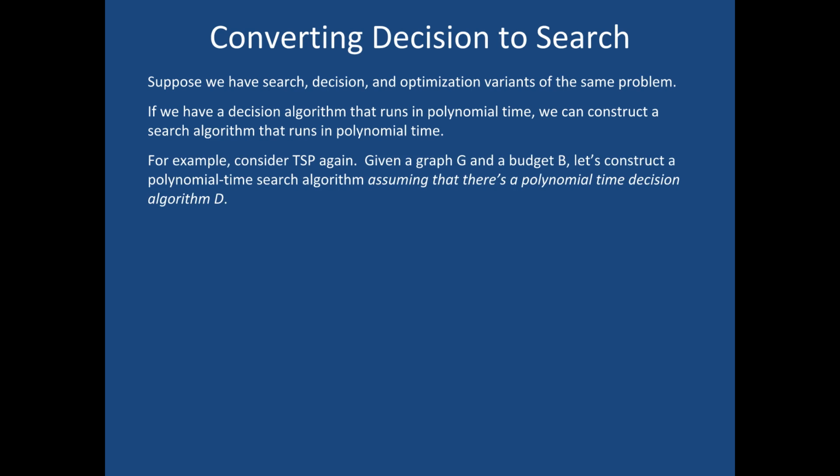So suppose we're asked to solve the search problem. You're given a graph G and a budget B, and you want to find a Hamiltonian cycle with weight at most B. That's the search problem. Let's assume that we have a solution to the decision problem. How could you use the solution to the decision problem to create an algorithm to solve the search problem?